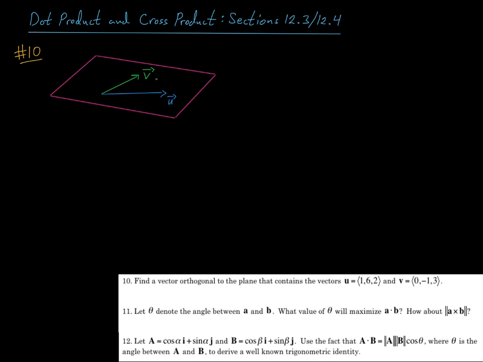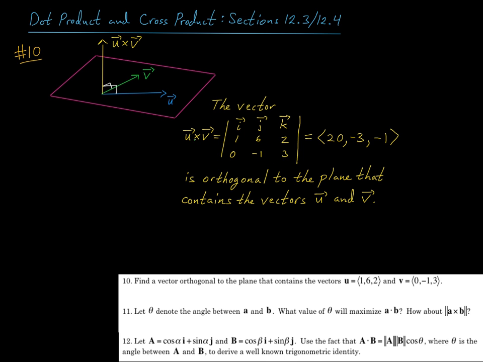Okay, so we have u and v in the plane, and we know that the cross product of these two vectors is orthogonal to both u and v. So that implies that the cross product is orthogonal to the plane that contains the two vectors. And the cross product, u cross v, is, as we can see by computing this determinant, 20, negative 3, negative 1. So this is a vector that's orthogonal to the plane that contains the vectors u and v.